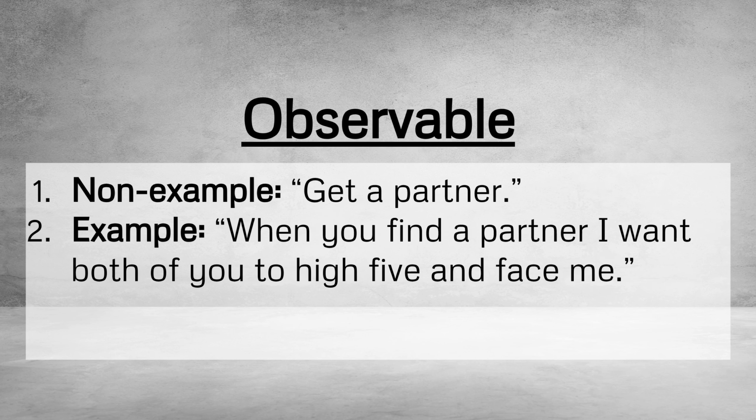Clear and precise directions are also observable, meaning that you could visibly see whether or not students are following along. The non-example, get a partner, can be improved by adding the high five and facing the teacher observables.